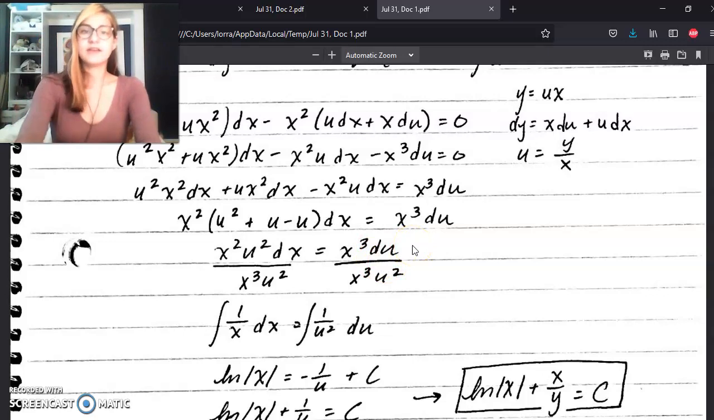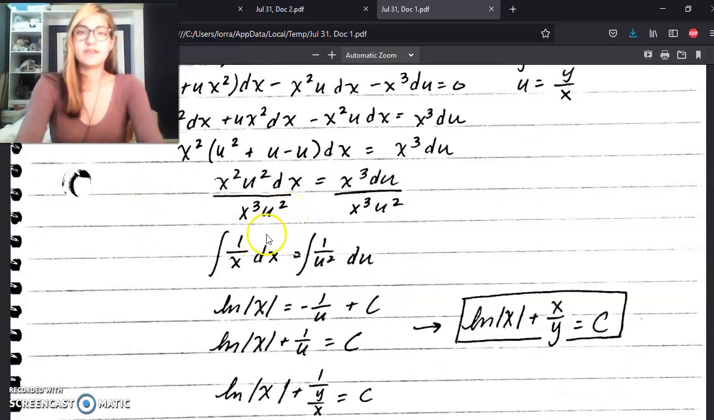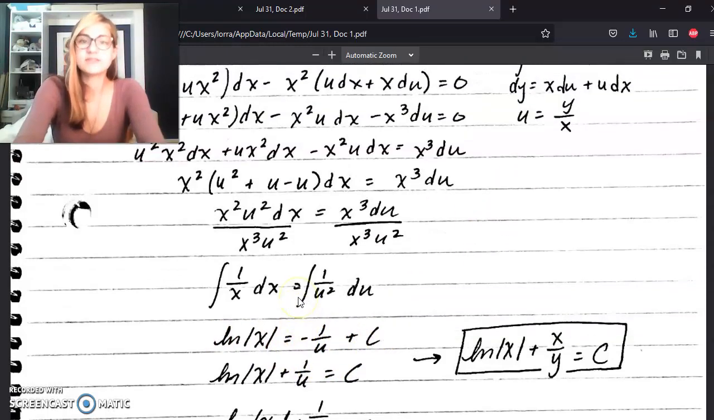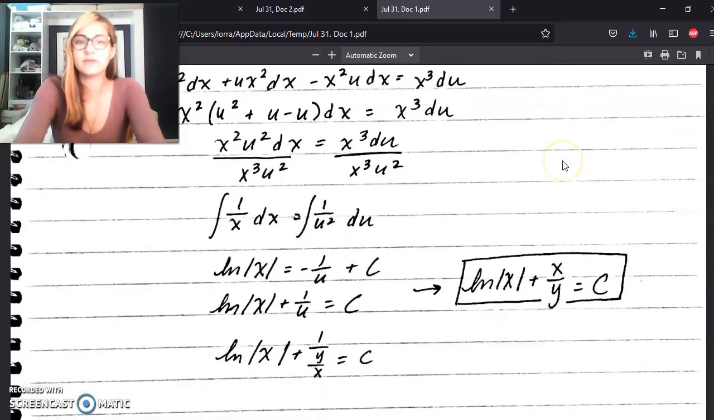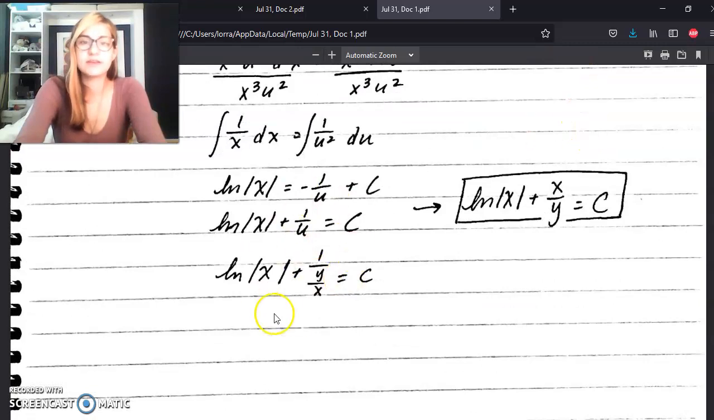And then divided both sides by x cubed u squared. And then I integrated both sides to get ln x is equal to negative 1 over u plus c. And knowing what y was, I could solve for u also, so u is equal to y over x. So ln x plus 1 over u is equal to c, and then you just use this substitution back down in here. ln x plus 1 over y over x equals c, and that simplifies to x over y. So your final equation is ln x plus x over y is equal to c.